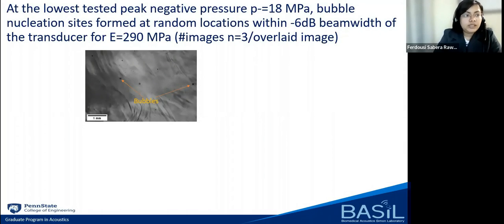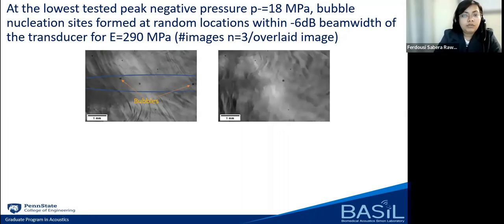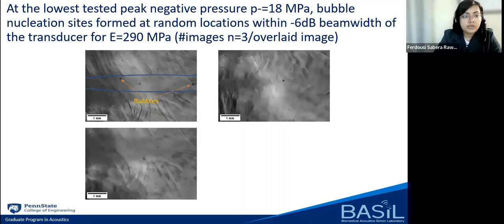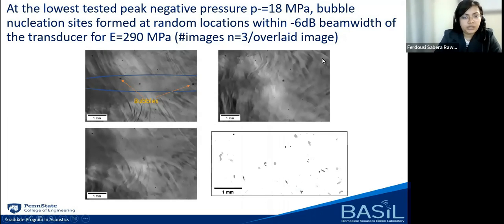In our elastic modulus study, when we exposed the lowest elastic modulus polyacrylamide gels to a low peak negative pressure of 18 megapascals, bubbles formed at random locations within the -6 dB focal area of the transducer represented by this blue ellipsoid. When we binarized and overlaid these three representative images, we see no dark region in the final overlaid image, which means bubble formation sites were not consistent for a low peak negative pressure of 18 megapascals.